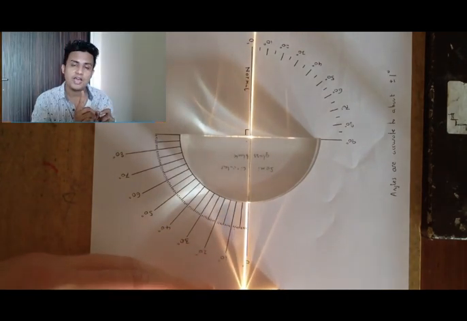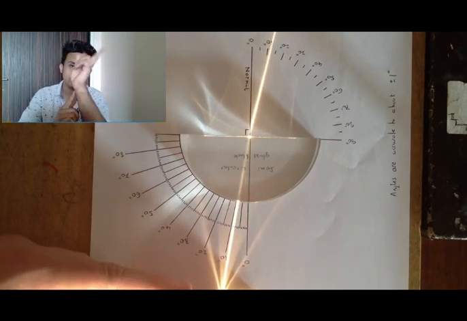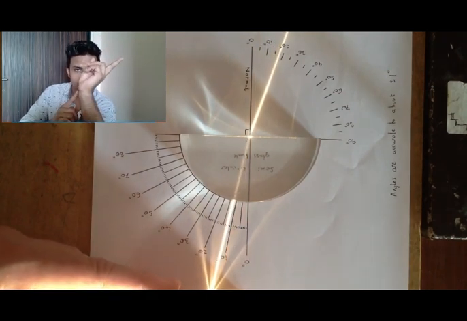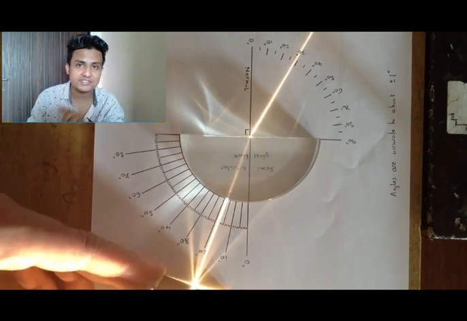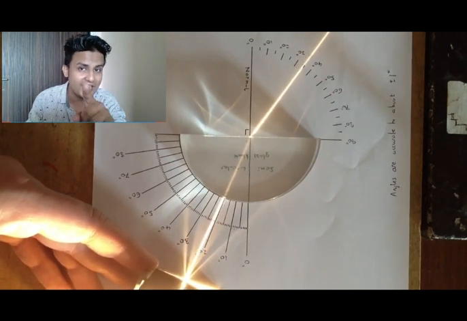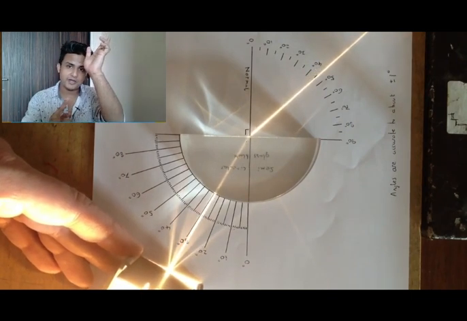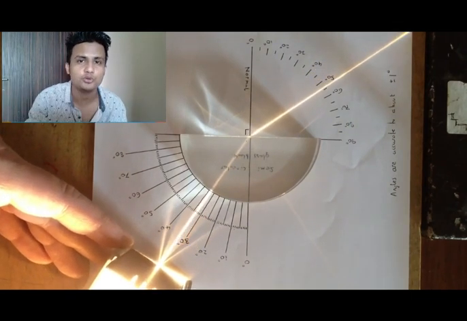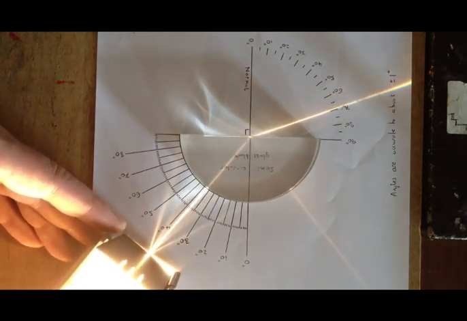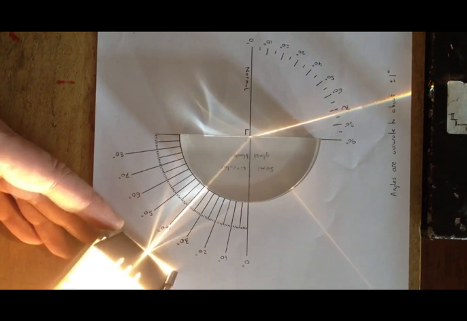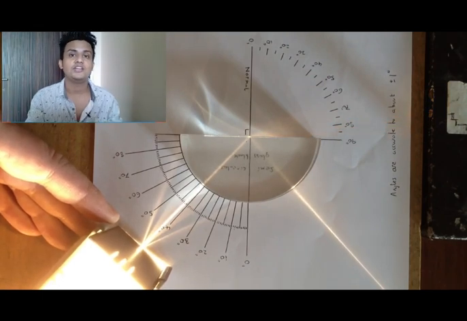Now if you see, I am slowly increasing the angle of incidence. The refracted ray is looking more bent, since you're going from denser to rarer. But you can also see a reflected ray as well, so there is a small amount of reflected ray and refracted ray. The ray is getting bent, and suddenly at approximately 42 degrees, see, total internal reflection occurs.